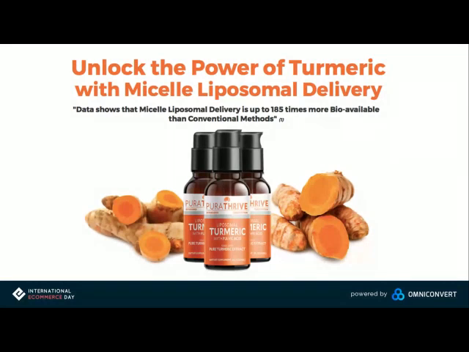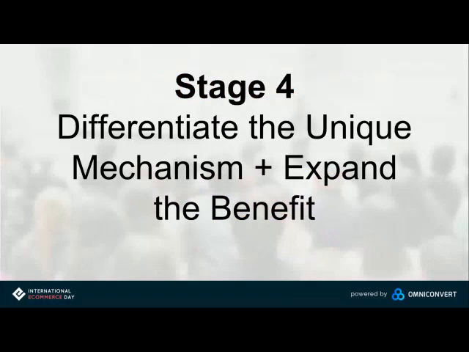And then the market needs to level up again, which brings the market to stage 4, in which you need to differentiate your unique mechanism and expand on the benefit. In stage 4, the mechanism becomes more elaborated, just like the promise did in stage 2. And it quickly pushes itself out of the range of believability. This is the sign of a mature market. This is why trust and belief are so vital to optimizing any sale online.